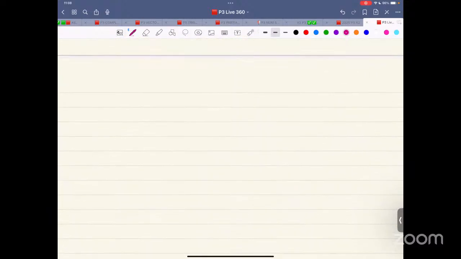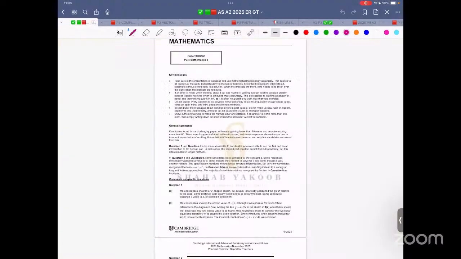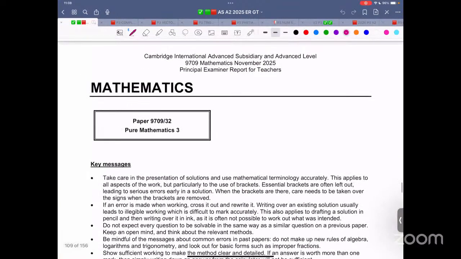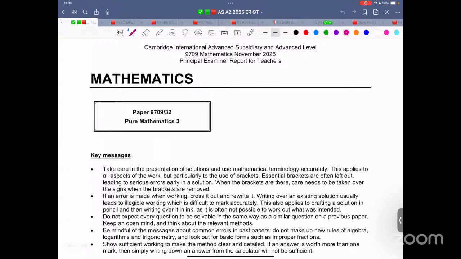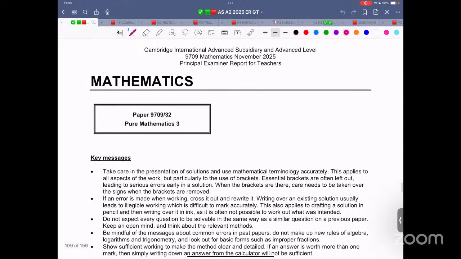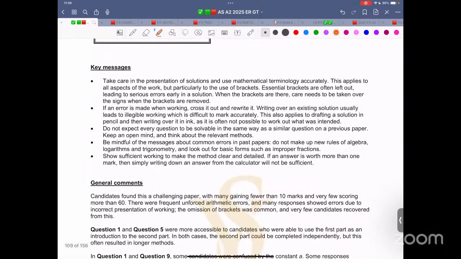Now, what I can do is go to the exam report of complex numbers, and let me read out the exam report in general also, and also with the perspective of complex numbers. So over here, the exam reports are related to November 2025, and I'll read some of them, especially the complex number part. First of all, there are some key messages that we need to take care of, and those key messages are related with presentation of solution. I've always talked about it. That's how I do my working.